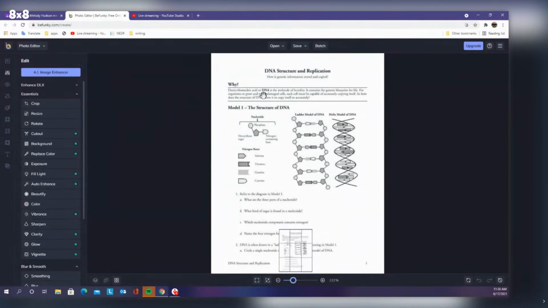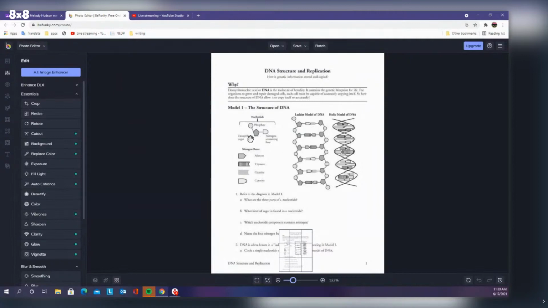Deoxyribonucleic acid, or DNA, is the molecule of heredity. It contains the genetic blueprint for life, allowing organisms to grow and repair damaged cells. Each cell must be capable of accurately copying itself. What was the word we learned? Replicating. So, how does the structure of DNA allow itself to copy so accurately?